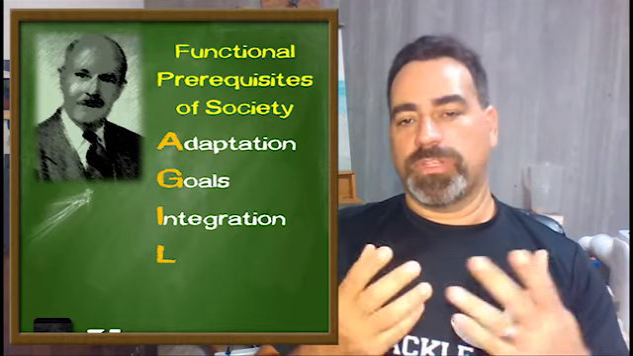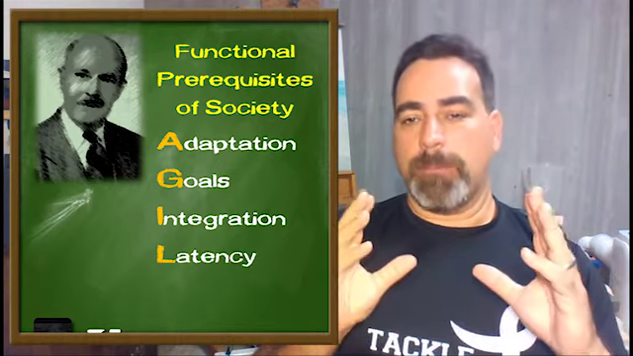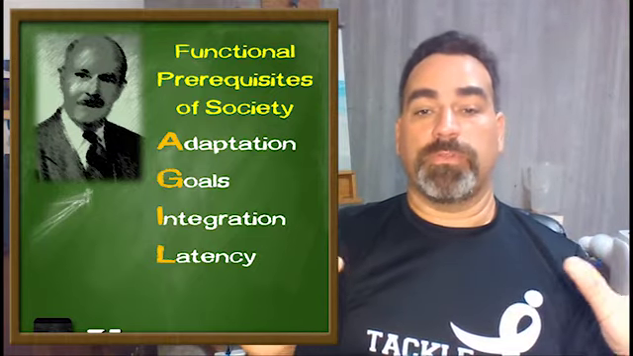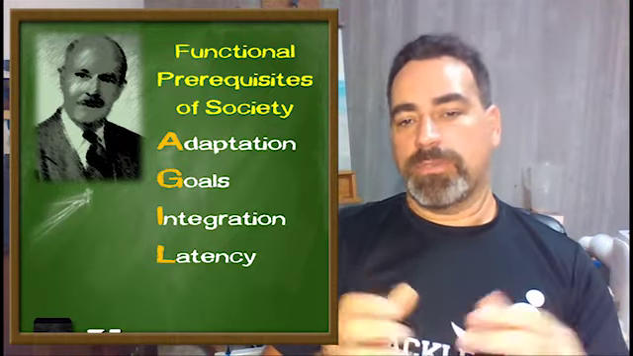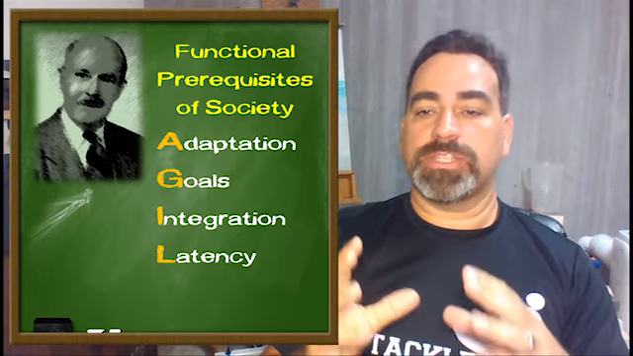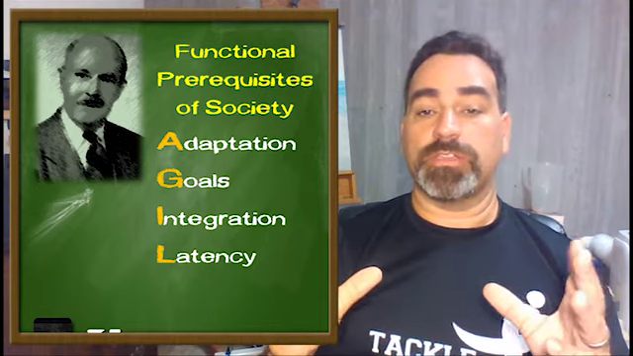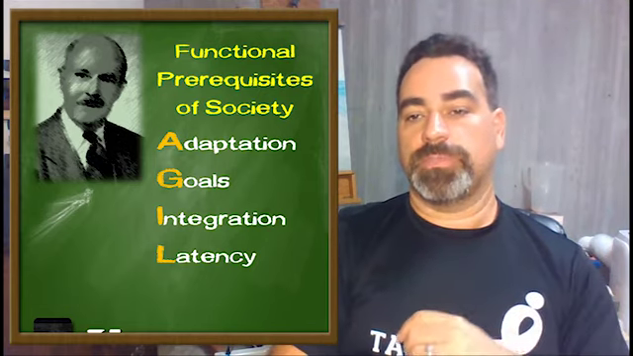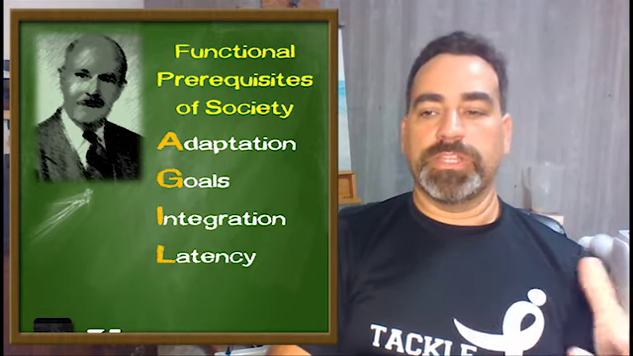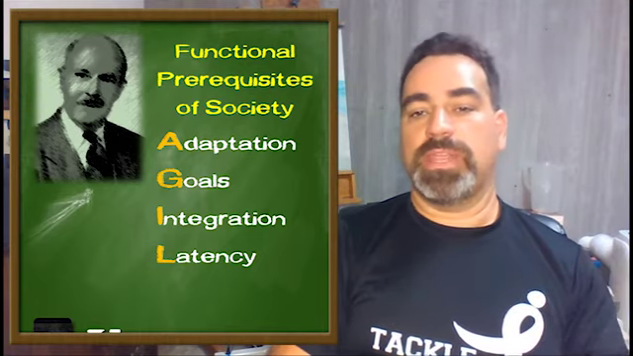Finally is what Parsons refers to as latent pattern maintenance, or your textbook might refer to as latency. Latency refers to the need for societies to be stable. This is done by the creation of shared values, which is carried out by the cultural system. For Parsons, this meant religion, but I think we could add mass media to this analysis as well.